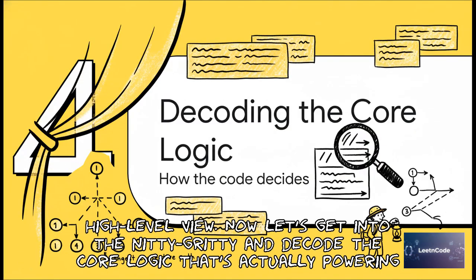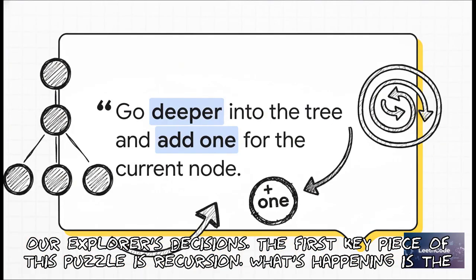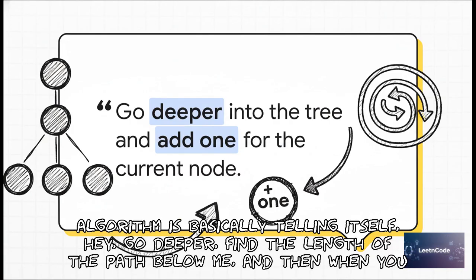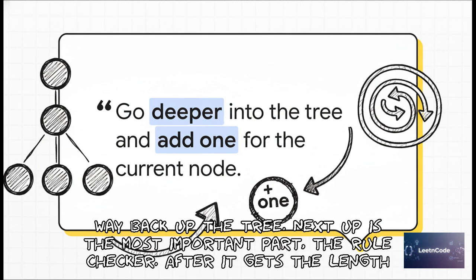Okay, so that was the high-level view. Now let's get into the nitty-gritty and decode the core logic that's actually powering our explorer's decisions. The first key piece of this puzzle is recursion. What's happening is the algorithm is basically telling itself, hey, go deeper, find the length of the path below me, and then when you come back, just add 1 for me, the current node. It's how the total path length gets passed all the way back up the tree.